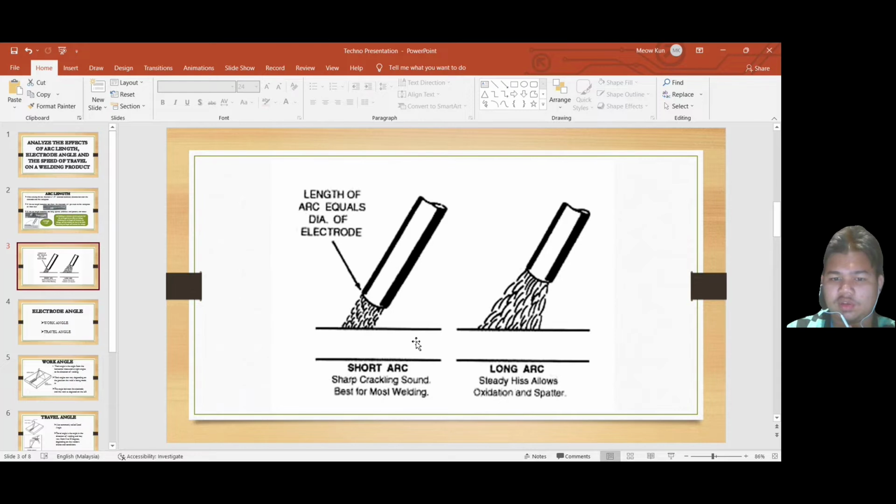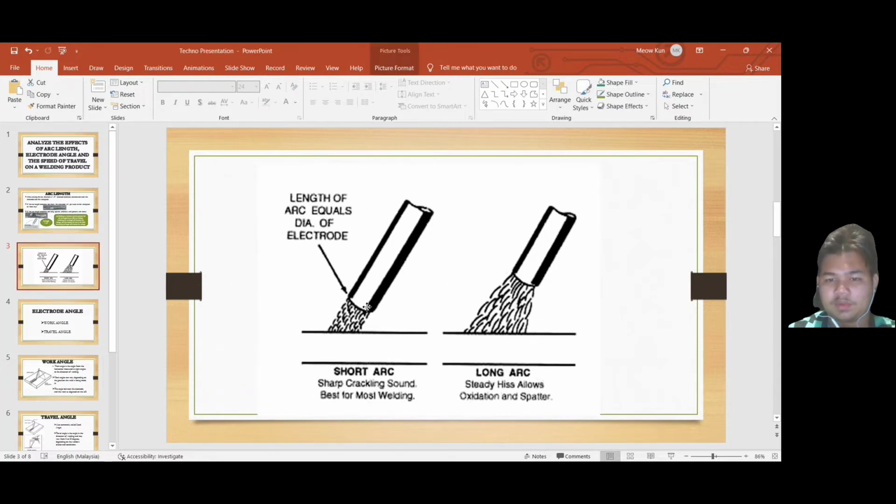Equals the diameter of the electrode. A short cracking sound is best for most welding. Steady heat allows oxidation as a pattern.